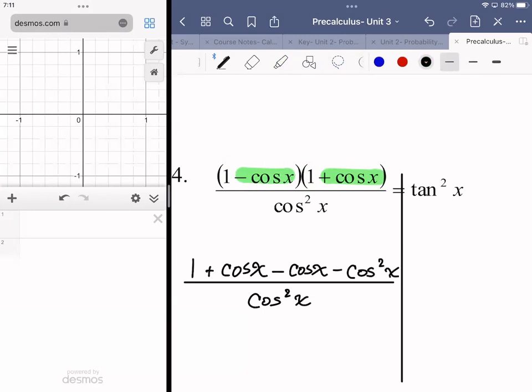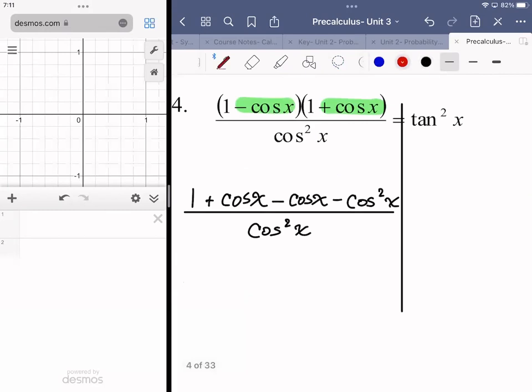All right. See, we have opposites here. Cosine and negative cosine will cancel away because they're exact opposites of one another. So I could then say 1 minus cosine squared x over cosine squared x.